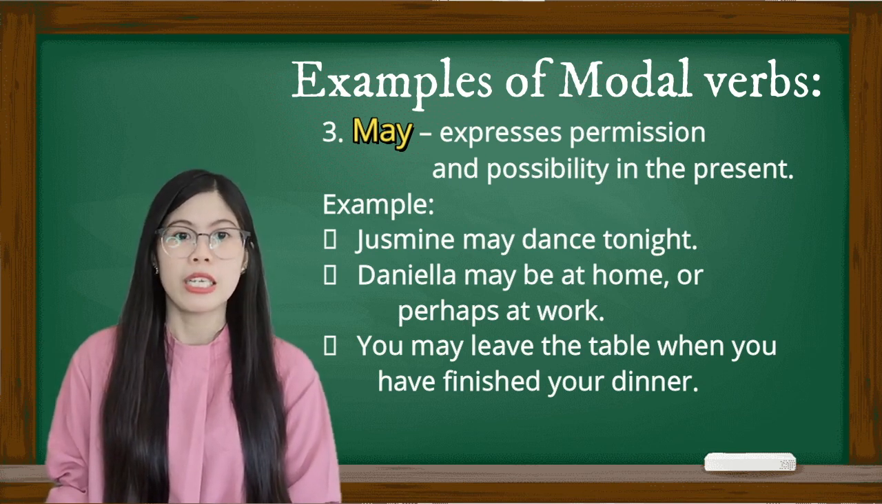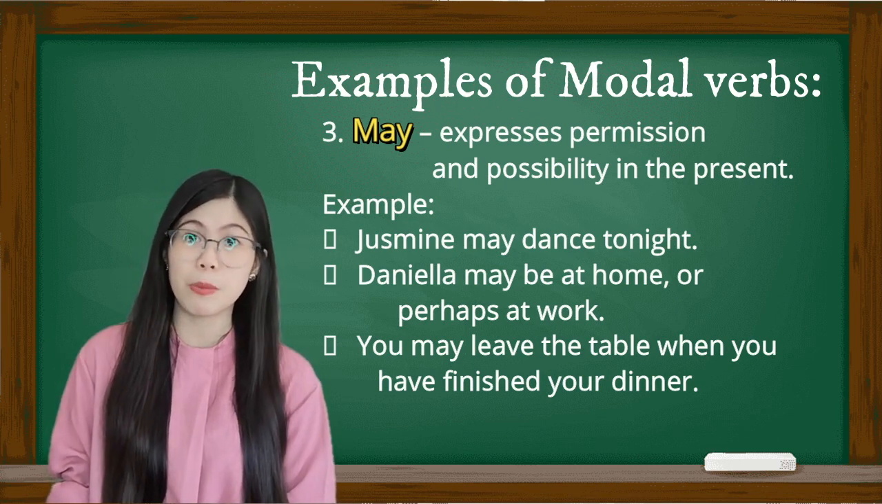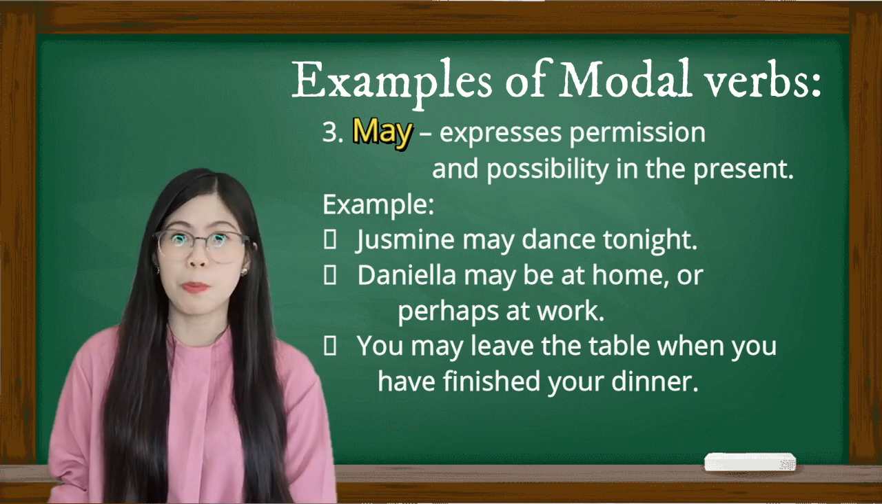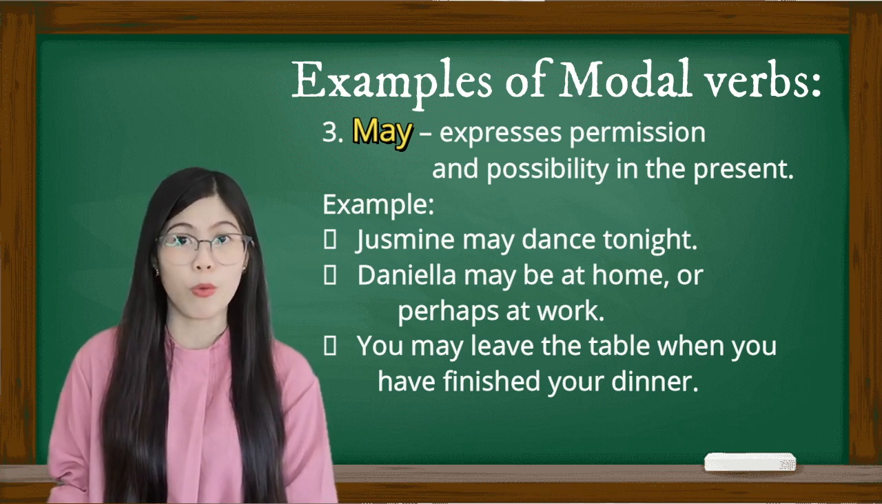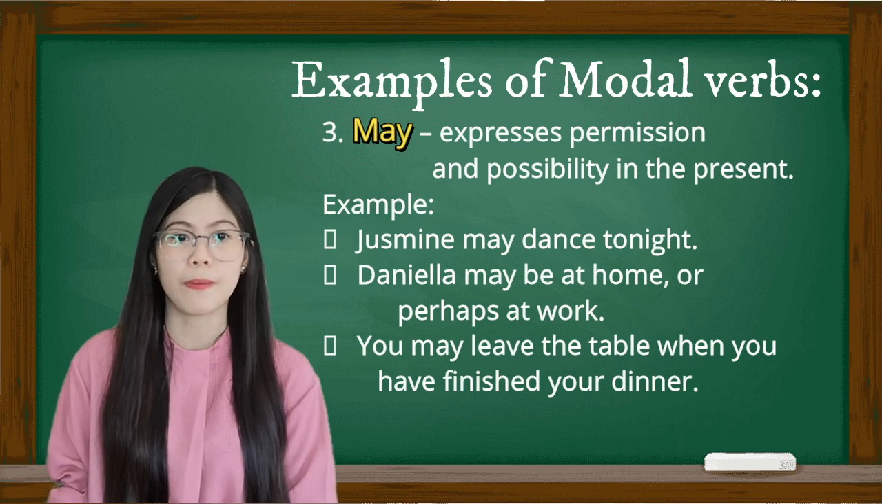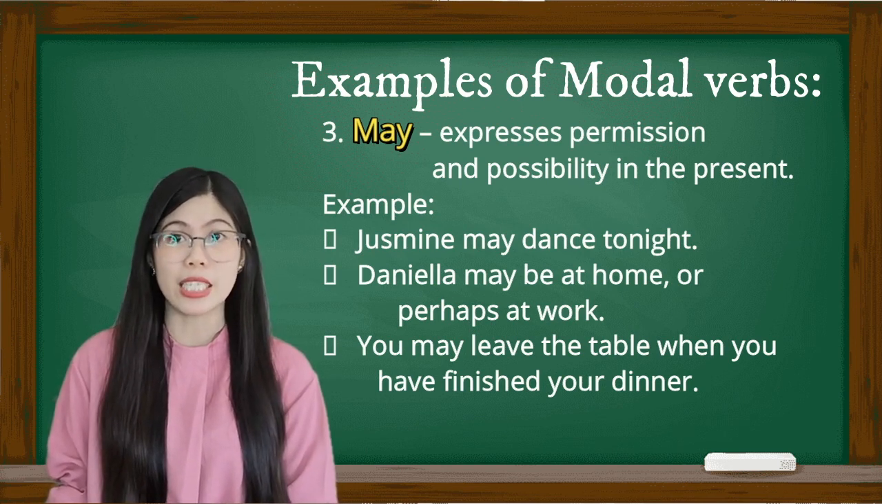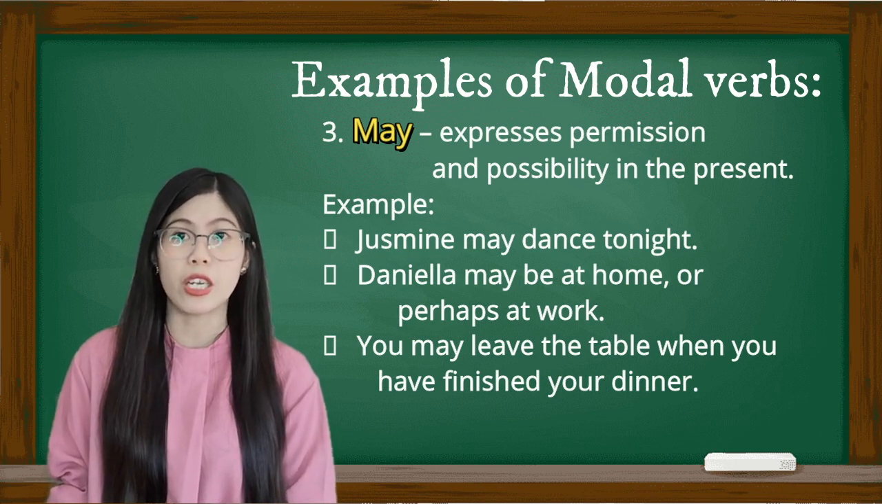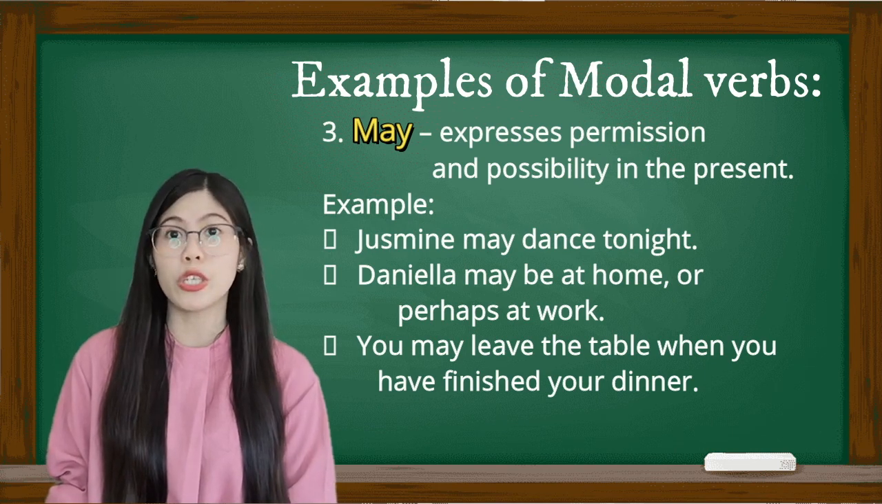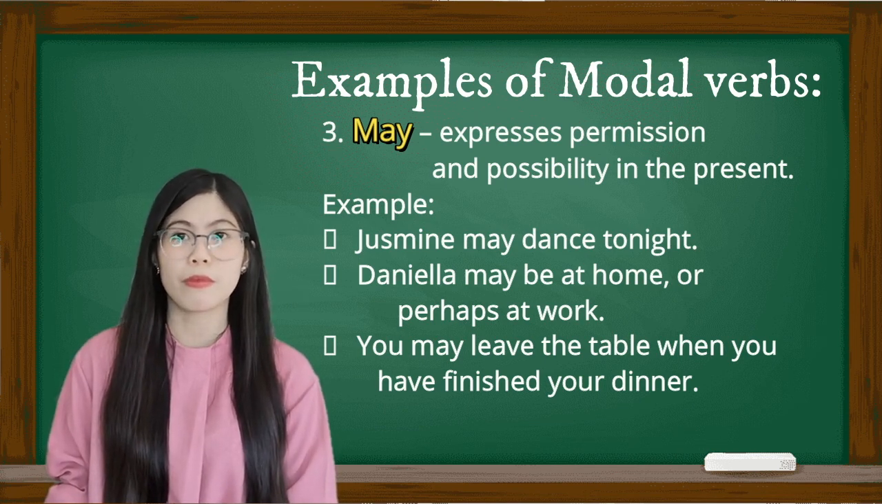Next example, Daniela may be at home or perhaps at work. This modal verb expresses a possibility as well, because it's possible that Daniela may be at home or may be at her work. How about the last example? You may leave the table when you have finished your dinner. What modality does it express? Is it permission or possibility? Okay, very good. This one expresses permission.